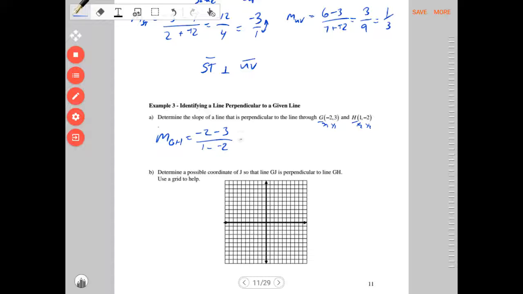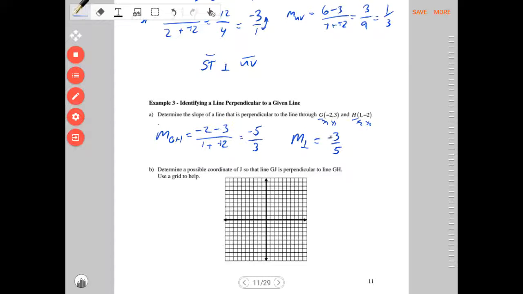Negative 2 minus 3 is negative 5. And then the double negative becomes a positive again, so 1 plus 2 is 3. So that's the slope of GH. So the perpendicular slope to this, remember we flip the fraction, so that's going to be 3 over 5. And it was negative, so now we make it positive. So that is the perpendicular slope. Awesome, so positive 3 over 5.